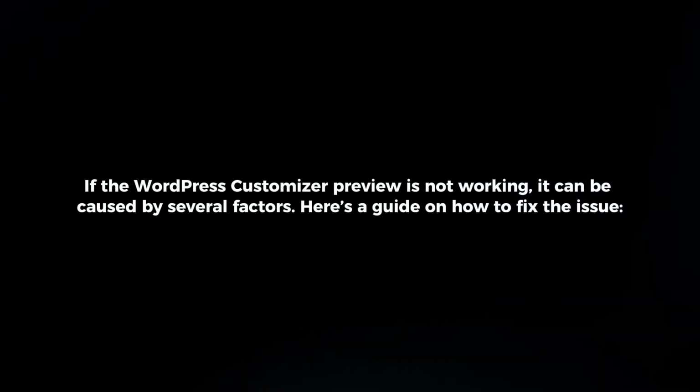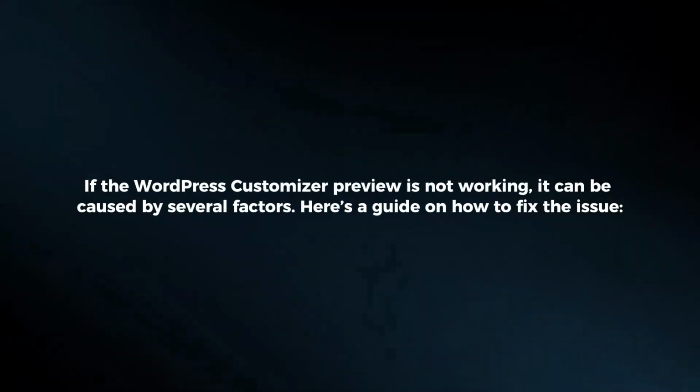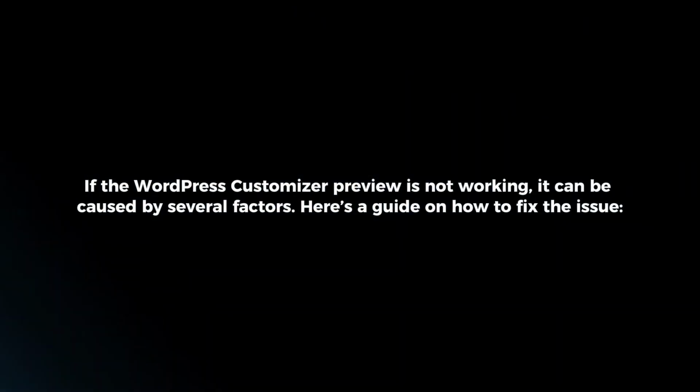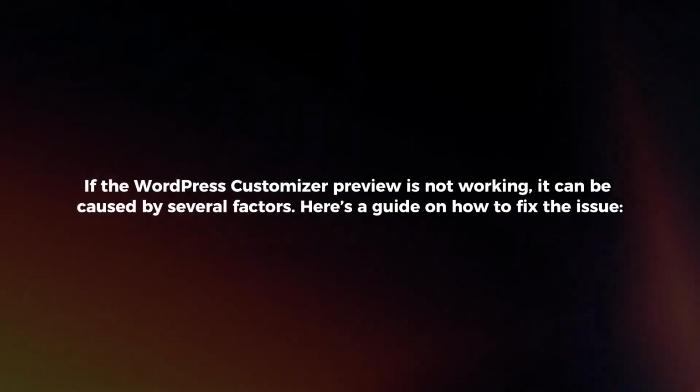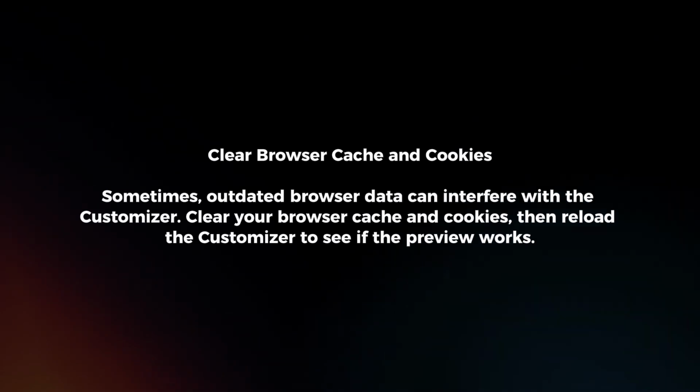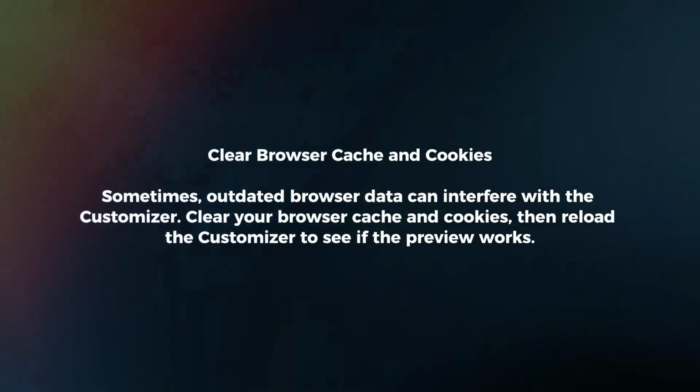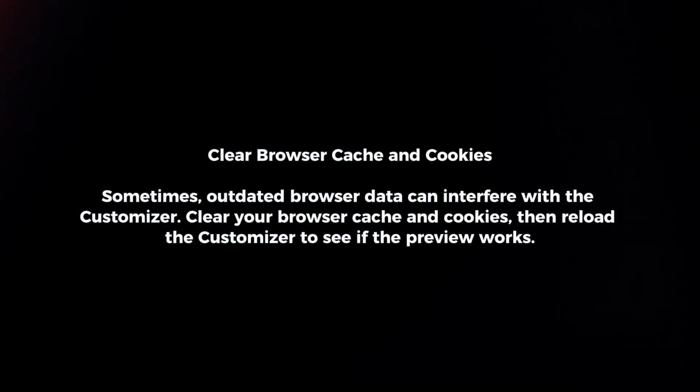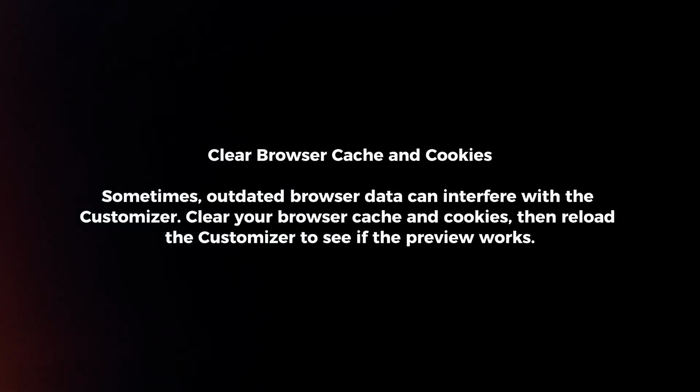If the WordPress customizer preview is not working, it can be caused by several factors. Here's a guide on how to fix the issue. Clear browser cache and cookies. Sometimes, outdated browser data can interfere with the customizer. Clear your browser cache and cookies, then reload the customizer to see if the preview works.